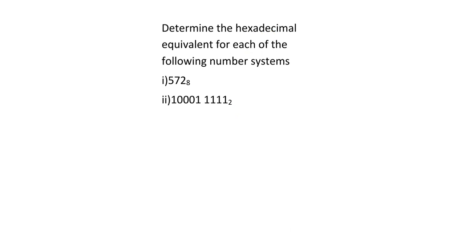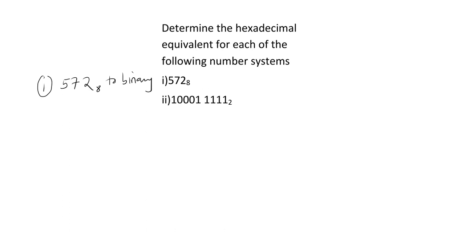Let's start with Roman 1. In Roman 1, what you should know is that we don't have a direct method to change from octal to hexadecimal, but we have to first convert to binary number system. So we are going to take 572 base 8. First we convert to binary, and later we convert the binary to hexadecimal.